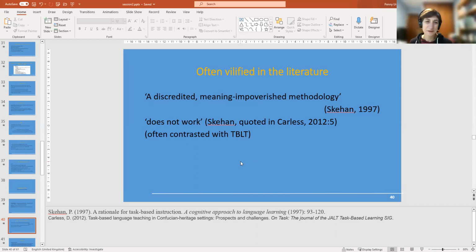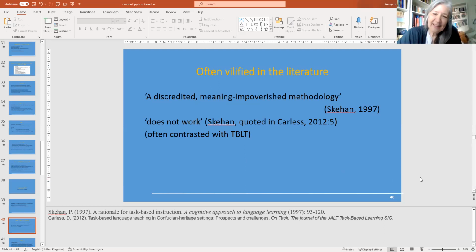He says something like, Skehan often likes to say it does not work. And as Michael Swan points out, there's no real evidence that it doesn't work or that it does work for them. There's no evidence either way, and you can't really make categorical statements like this and get away with it. And I don't understand why it's contrasted with TBLT, because it sounds like it's very much a part of teaching, right? As is TBLT.